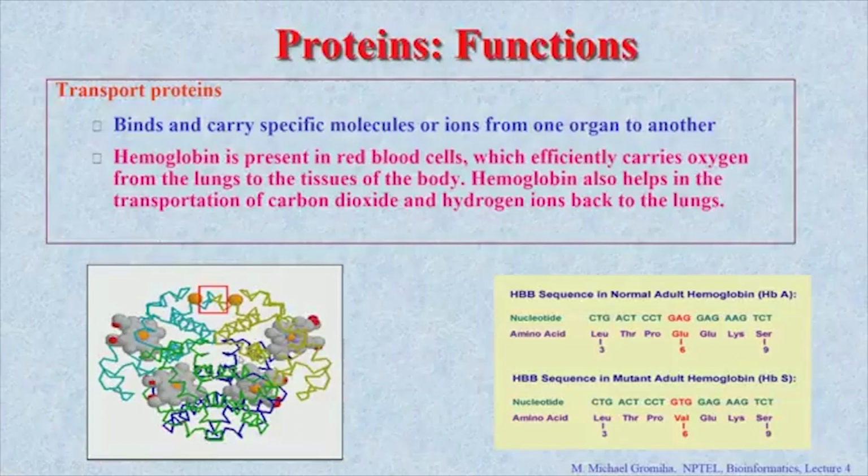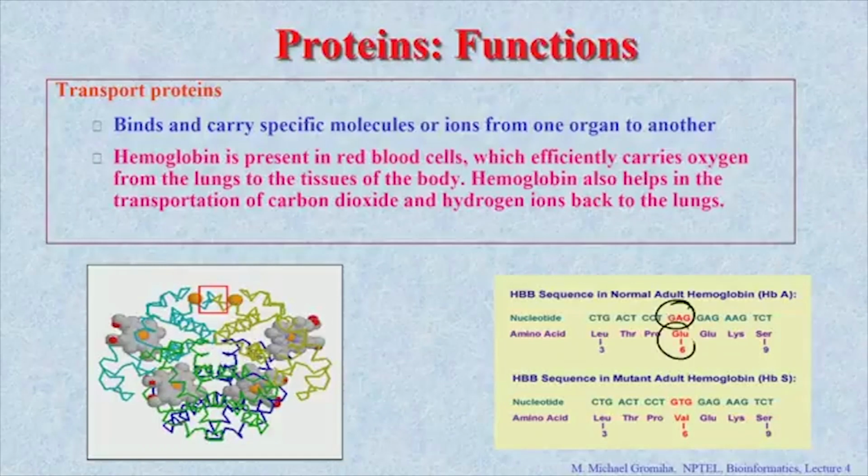Hemoglobin has how many subunits? 4 subunits, 2 alpha subunits and 2 beta subunits, and the beta subunits contain a specific residue called glutamic acid, right. So this is the structure of the hemoglobin beta chain, it looks like this. If there is a change in the nucleotide or a change in the amino acid, this will affect this transport, right.